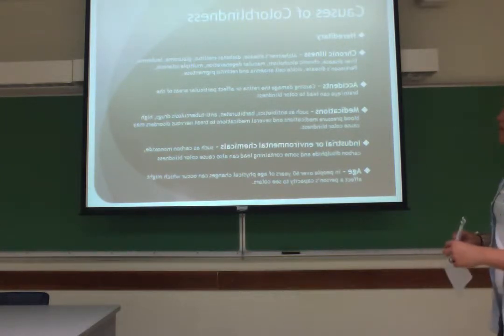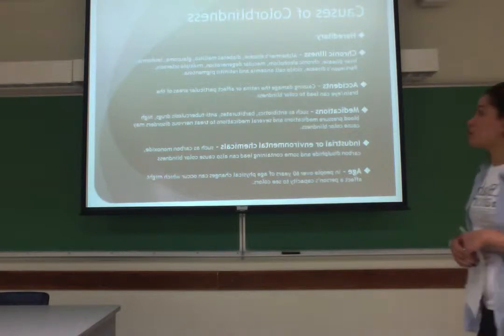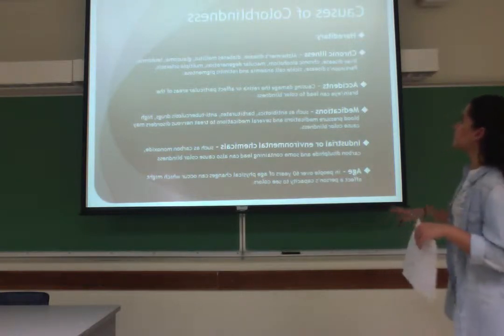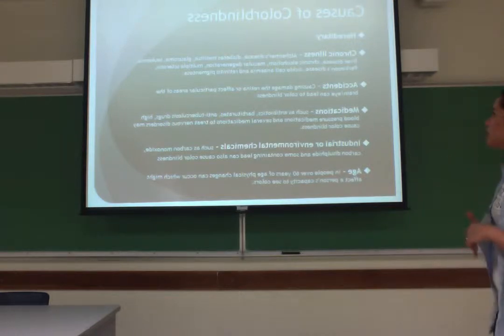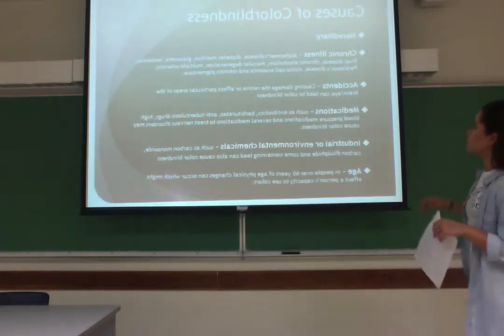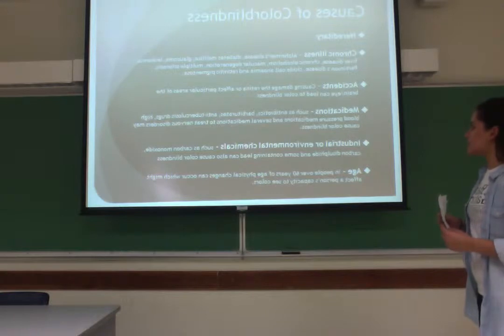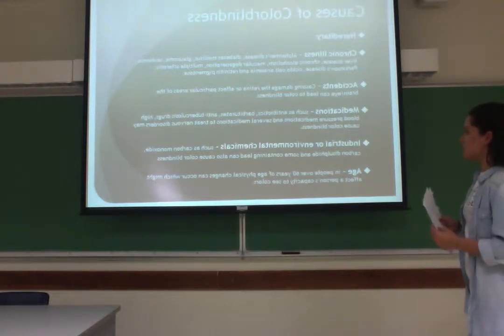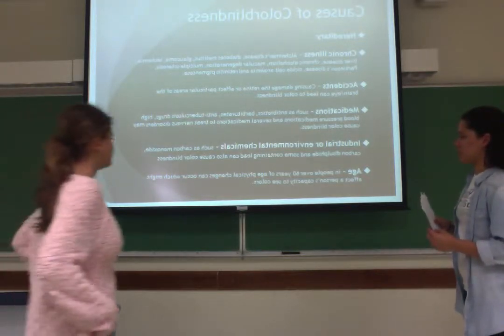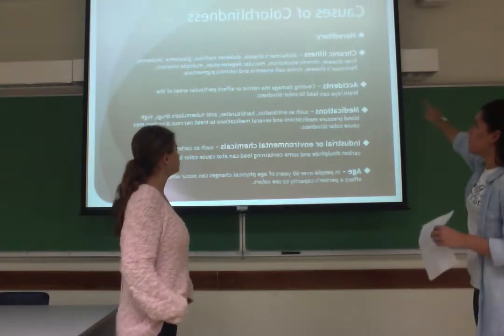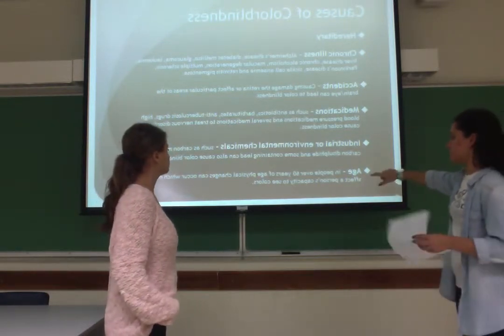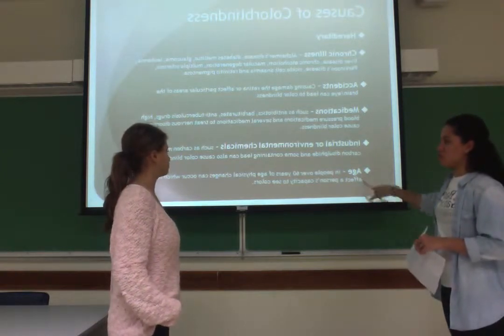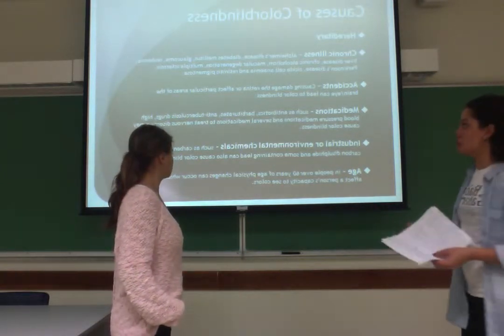These are the different causes of color blindness. The top one is hereditary, and that's actually the most common. We'll break that one down later on in the slides. The following ones are chronic illness, accidents, medications, industrial or environmental chemicals, and age. Behind just genetically getting the disorder, age is actually the most common one. As you get older, your vision just changes.